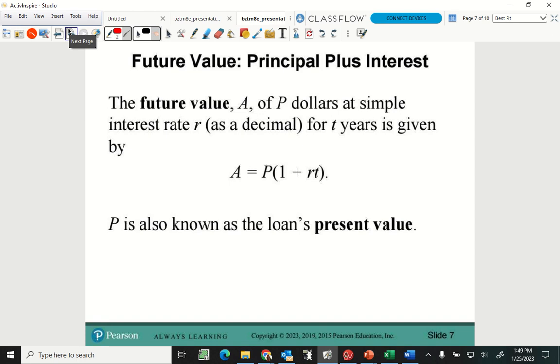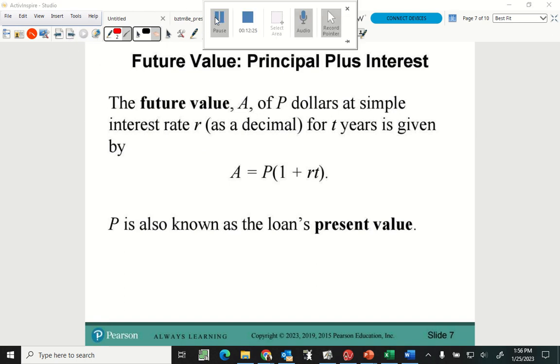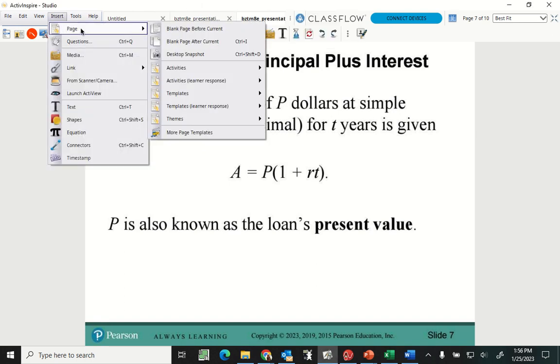Future value. I will stop right here for a moment. We're going to pause the video and you people are going to open up my lab. All right, you people, can you help me?